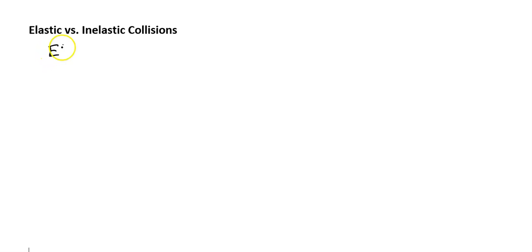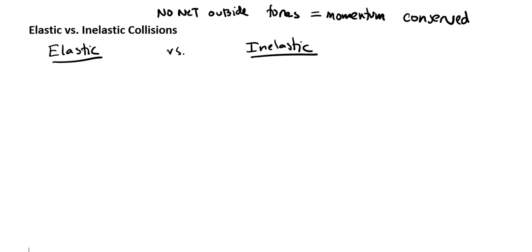So today we're going to talk about the difference between elastic versus inelastic collisions. And keep in mind, we know that momentum is conserved if there are no net outside forces. Elastic and inelastic are both different types of collisions where momentum is conserved. So keep in mind for both of these types, momentum is conserved.